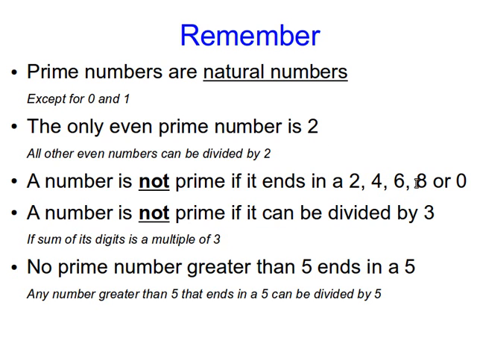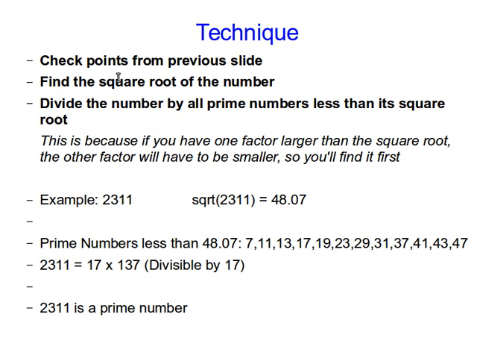A number ending in 2, 4, 6, 8 or 0 is not prime. If it's divisible by 3, it's not prime. If it has 5 as the last digit, except 5 itself, then it's not prime. Moving on from that, what we do is we take the square root of the number, especially if we have a large number.